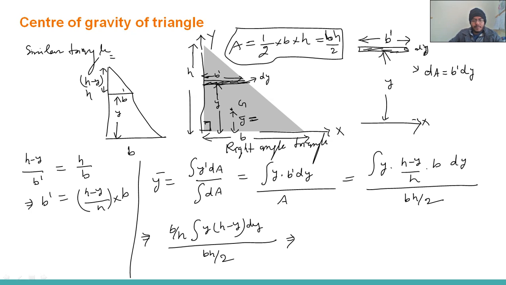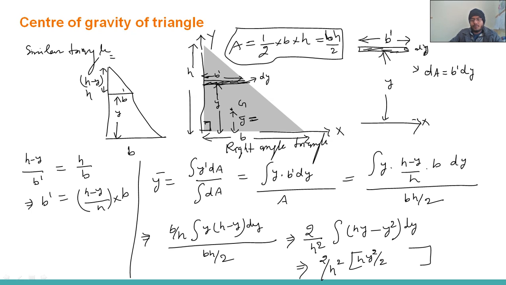Here you can see b will cancel, so it will become 2 divided by h square, integration of (h y minus y square). H is constant, so it will become h y square by 2 minus y cube by 3. What will be the limit? Suppose this segment is here, so here y will be 0.